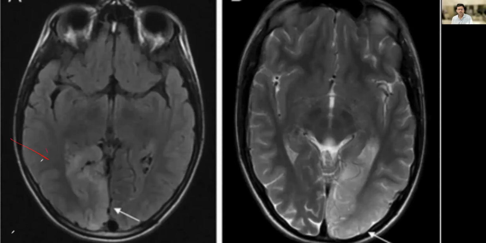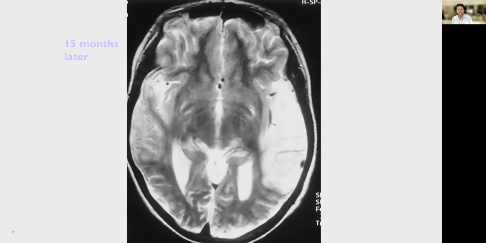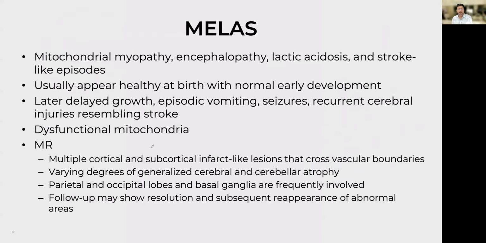Fleeting lesions: one day the infarct was on the right side, one day it was on the left side, and it is just shifting. So 15 months later, again, it went to the temporal lobe. So if the patient had lactate elevation, what is the diagnosis? Fleeting diffusion restriction, fleeting strokes. What is the diagnosis? It's a case of MELAS.